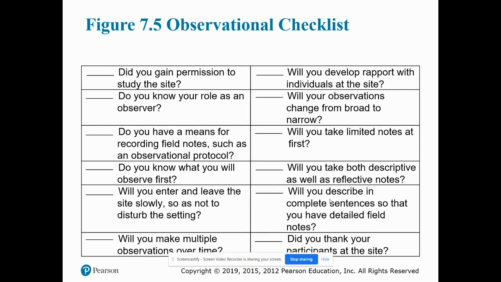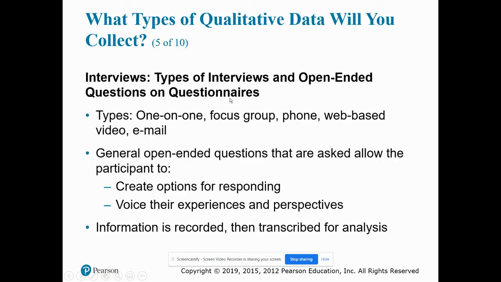Okay? I think y'all understand this. This is pretty cut and dry. So here's an example of an observational checklist that you can use, and you just check them off. Did you gain permission to study the site? Do you know your role as the observer? Will you make multiple observations over time? These are just some questions that you can ask as you're developing your observational checklist.